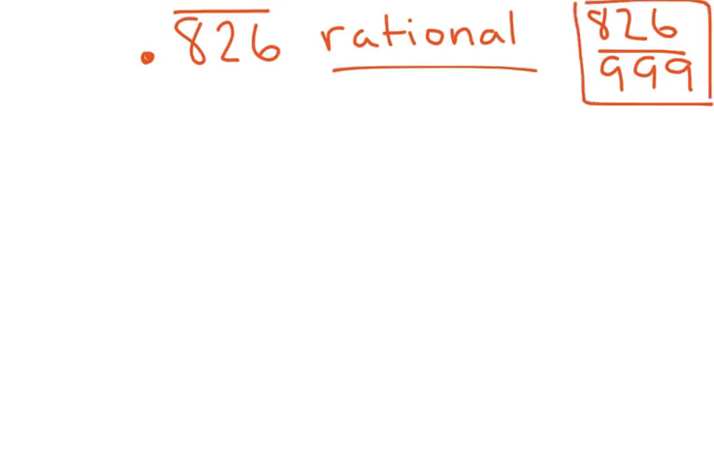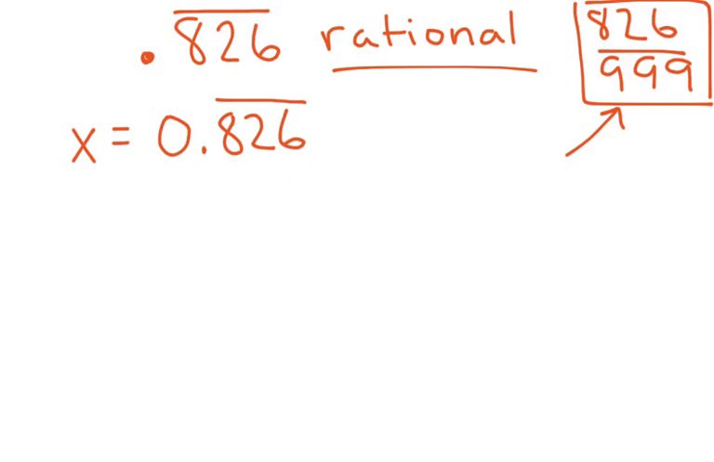Sometimes you can work backwards, but you do need to know this process for the test, so you might have to watch this a couple of times. The first thing I'm going to do to prove that this is my answer is set up x equals 0.826 repeated.